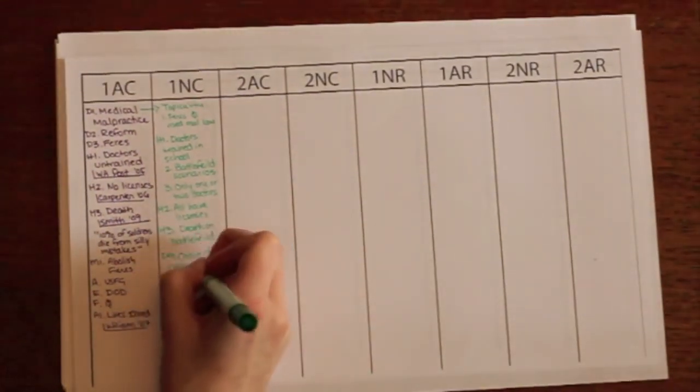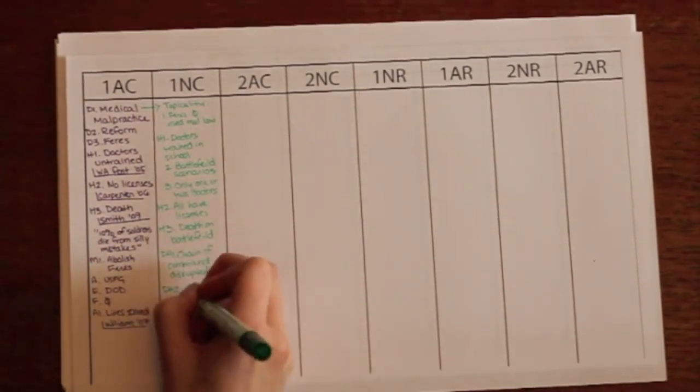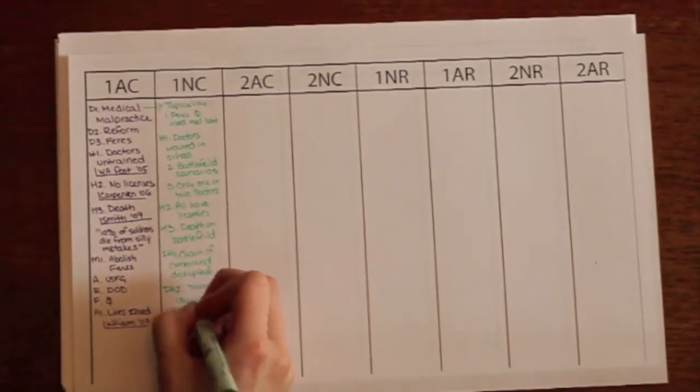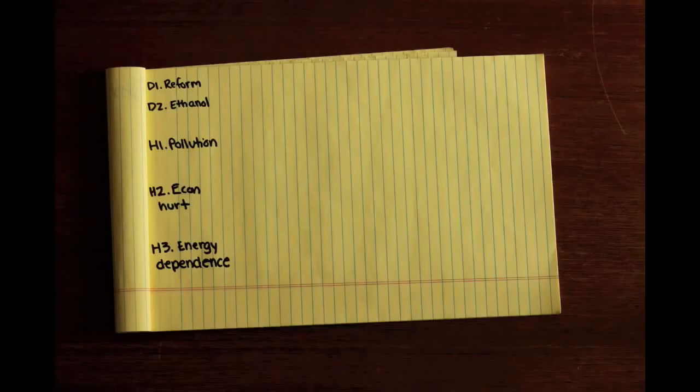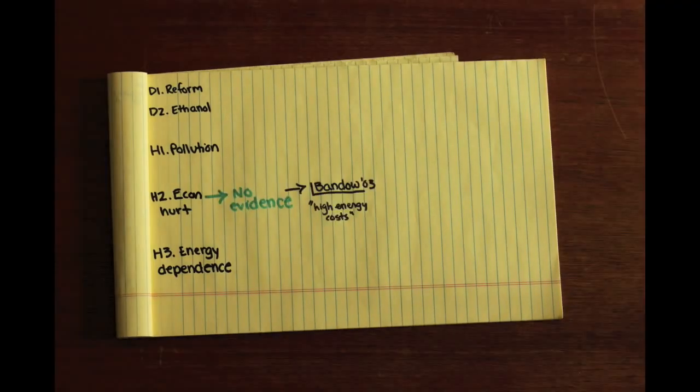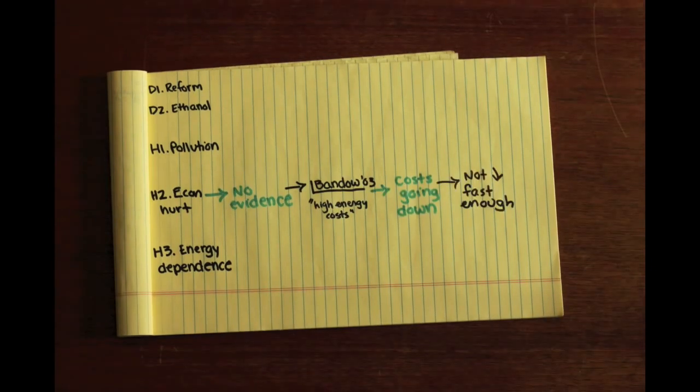If the negative team makes an argument against harm 2, the response should be placed horizontally from the harm. By flowing this way, you will find that one argument and its responses will flow horizontally across your page, making it very easy to track.